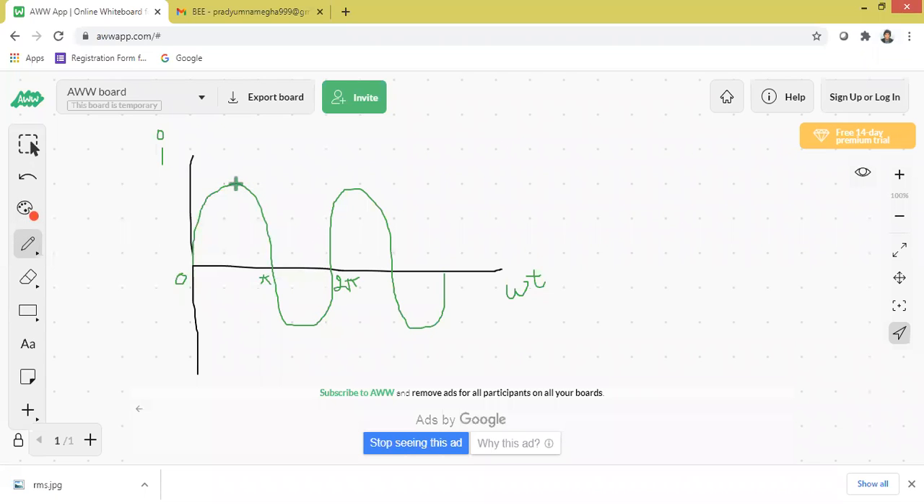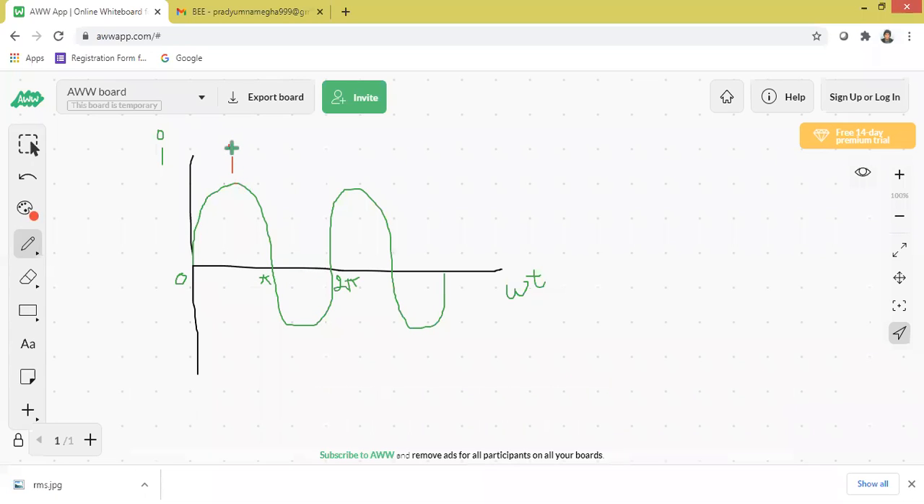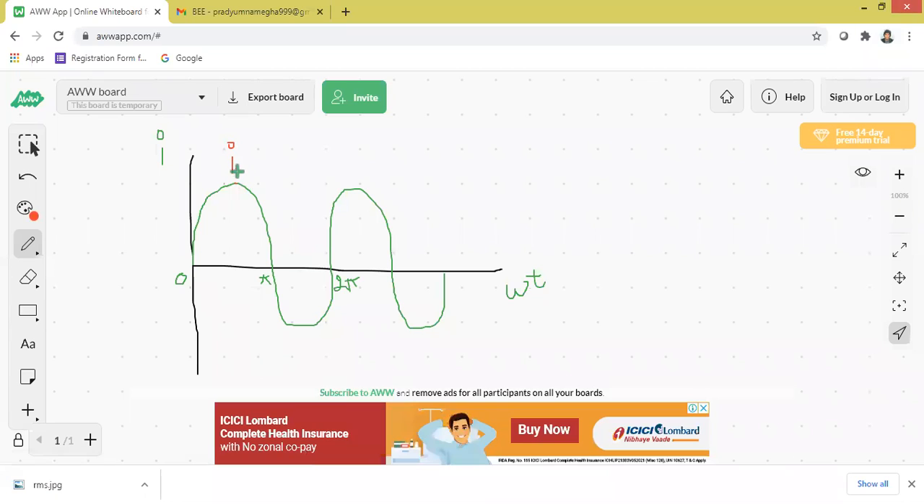This value is nothing but, anyone tell me what is the name? Here it is the peak value, yes or no? Peak value or maximum value is a part of the AC current which explains the highest position of the current during positive and during negative. Yesterday we have seen this, but today one more thing, let me draw this.